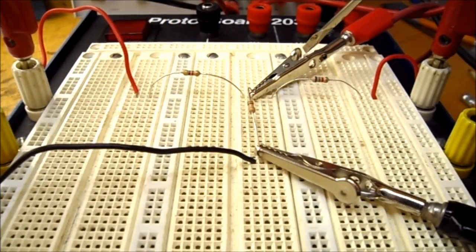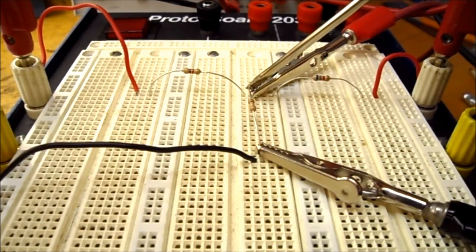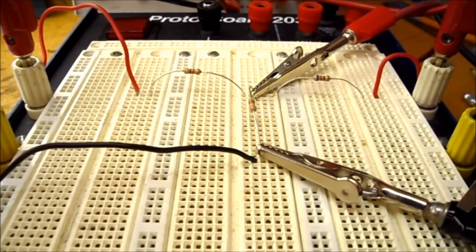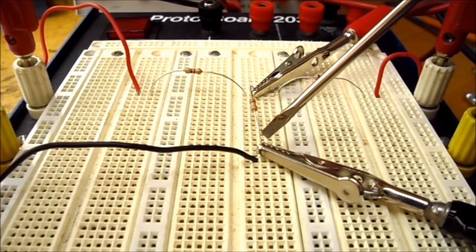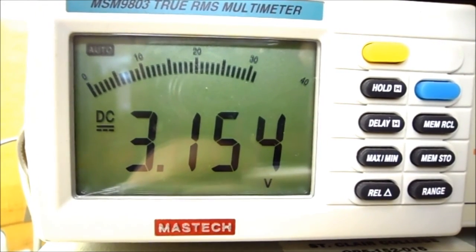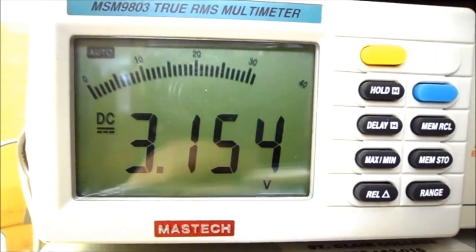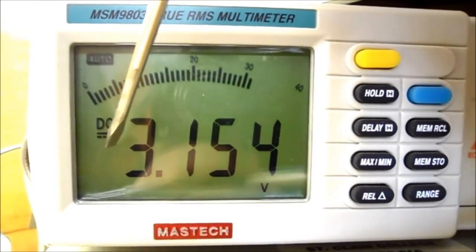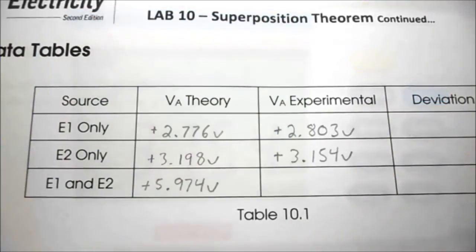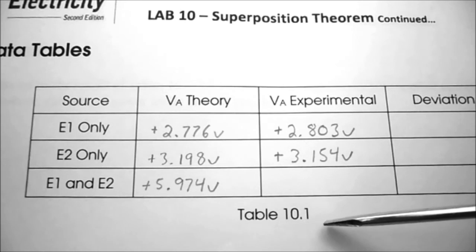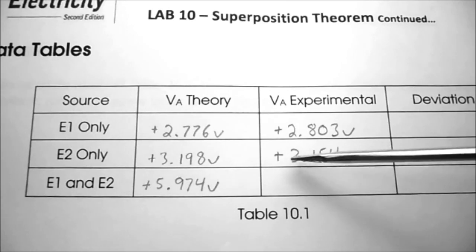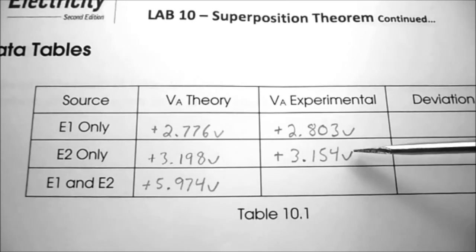The red lead from the voltmeter is on the top of R3, which is the 10k ohm resistor, and the black lead from the voltmeter is on the bottom of the 10k ohm resistor. My voltage reading is 3.154 volts. If it was negative, there would be a negative sign showing up here, but this is positive 3.154 volts. So in table 10.1, under VA experimental, for E2 only, I've recorded plus 3.154 volts.